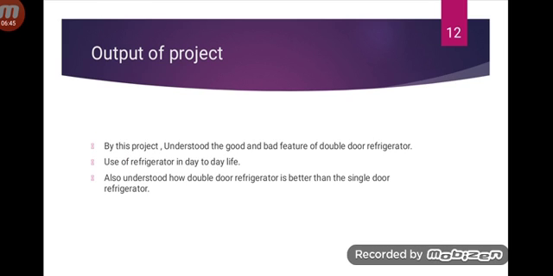Output of project. By this project, I understood the good and bad features of double door refrigerator, the use of refrigerator in day-to-day life, and also understood how a double door refrigerator is better than a single door refrigerator.